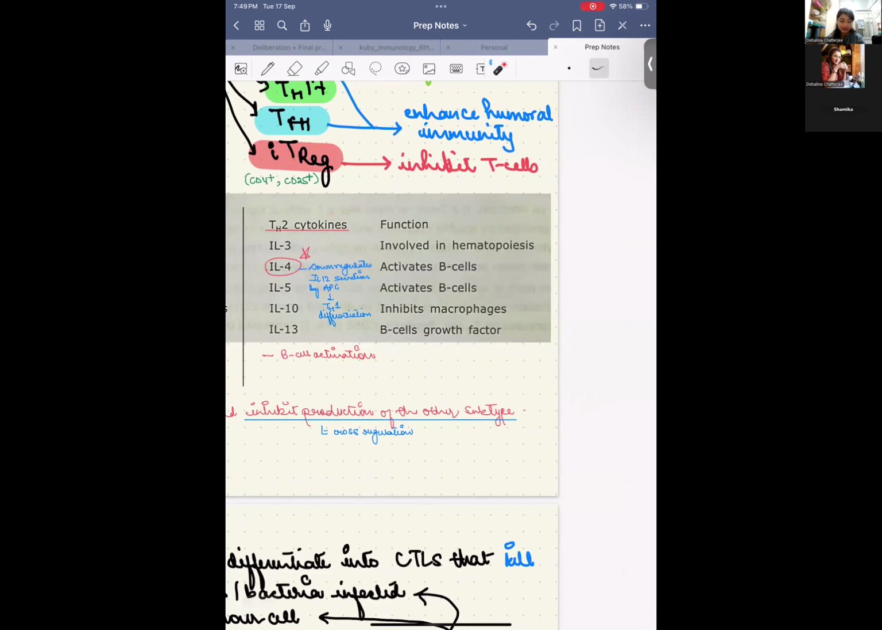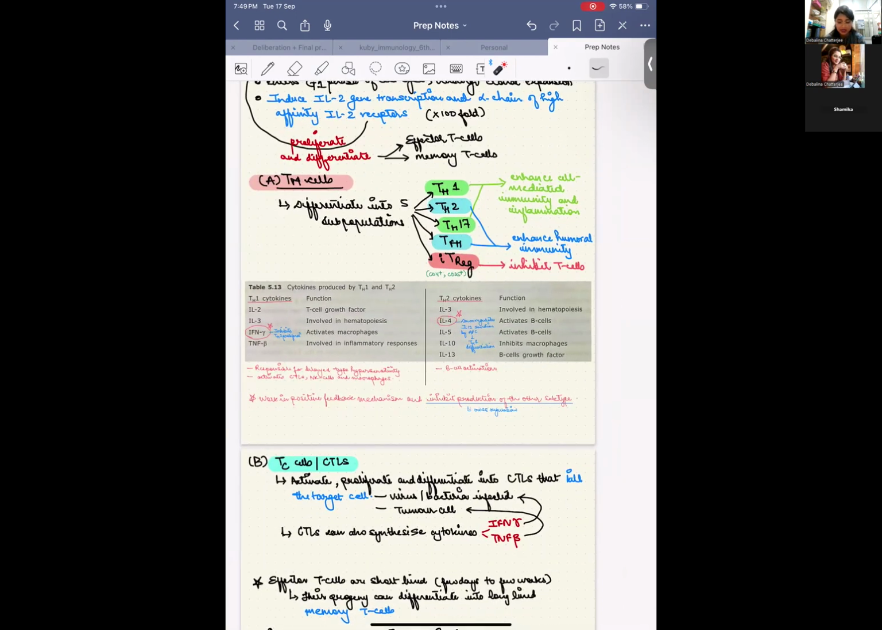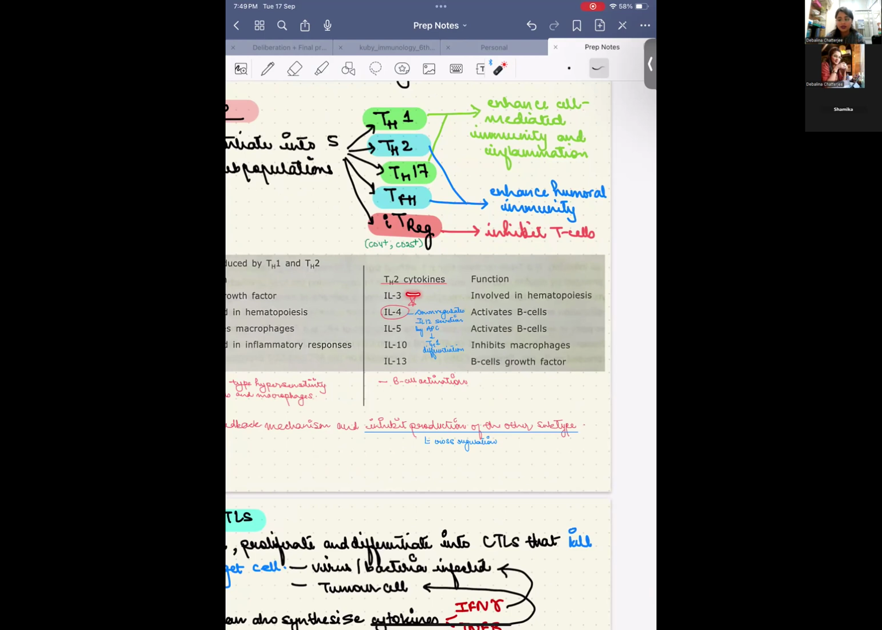Now, TH2 derived cytokines primarily have a role in B cell activation. IL-3, if you see here, is produced by both the cell types, right? And both of them are involved in hematopoiesis, because ultimately whichever cell is coming up, they are all coming by a reinduction of hematopoiesis. So the cell number in the bone marrow has to increase. IL-4 and IL-5 both activate B cells. IL-10 inhibits the macrophages, and IL-13 is a B cell growth factor. So again, it's going to help in the differentiation of your B cells.